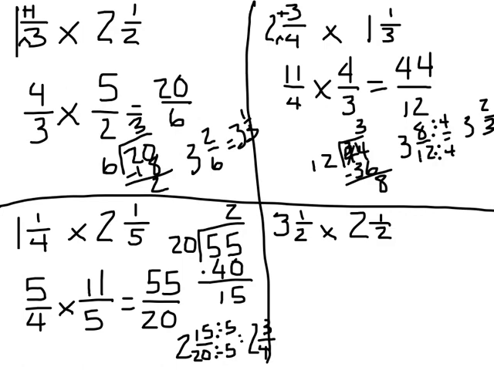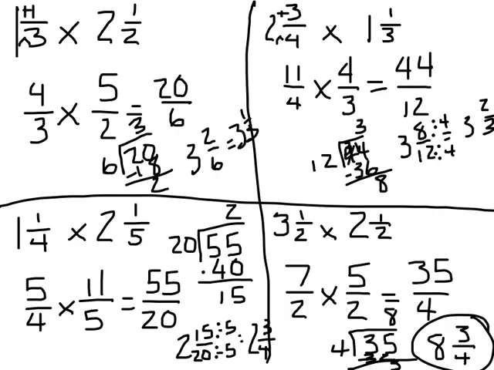Now let's do another example. What's 3 1/2 times 2 1/2? Don't forget to change both mixed numbers into improper fractions first. When I multiply 3 1/2 times 2 1/2, the result is 8 3/4.